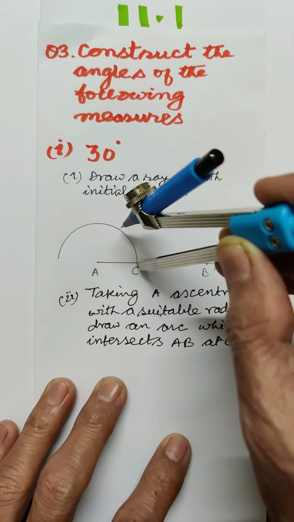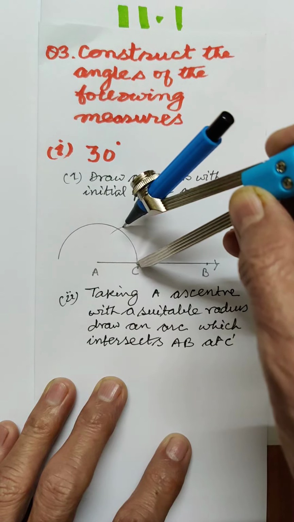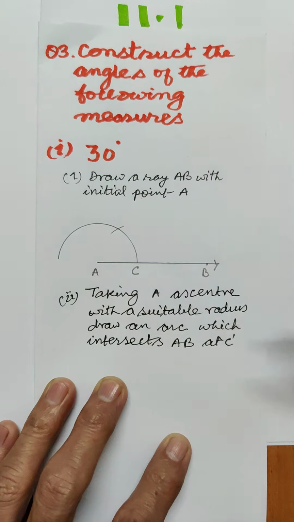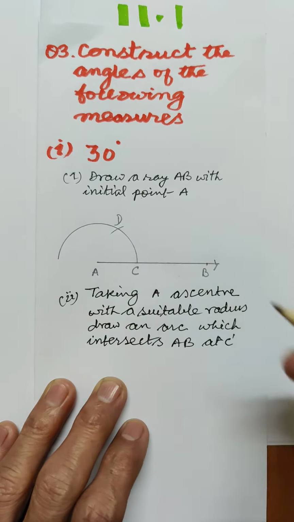Now third point, taking C as a center, we shall draw another arc which intersects the previous arc at D. Say this is point D.